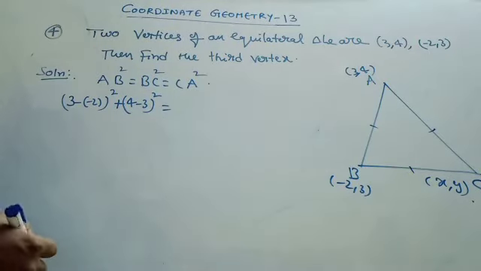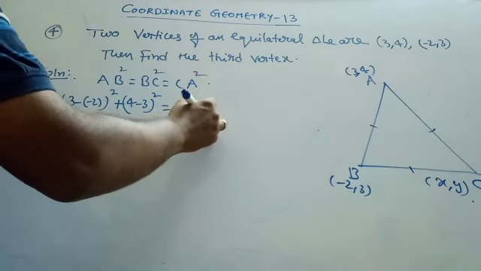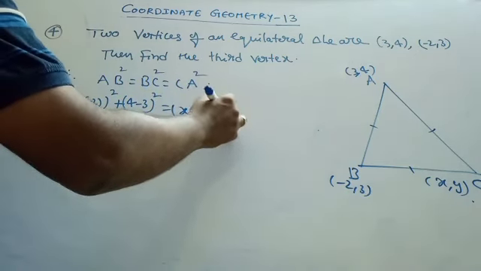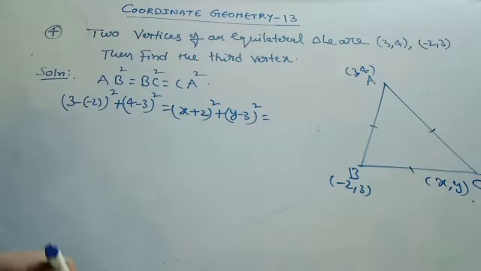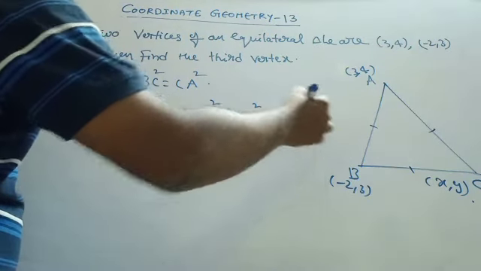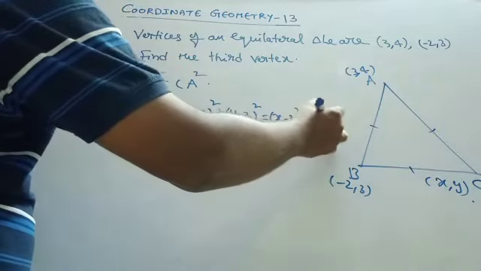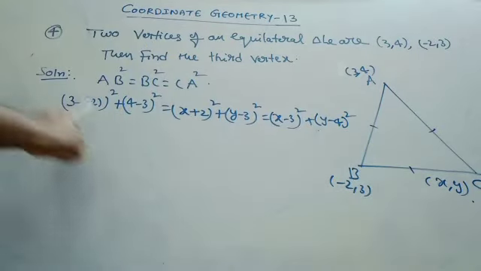BC² is nothing but (x − (−2)), that is (x + 2)², plus (y − 3)². This is equal to AC², which you can write as (x − 3)² plus (y − 4)², like this, right? Now we have got these equations.